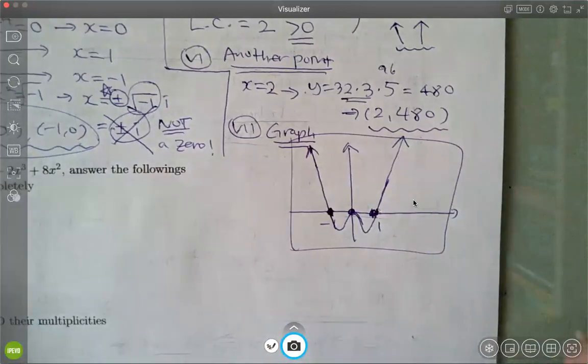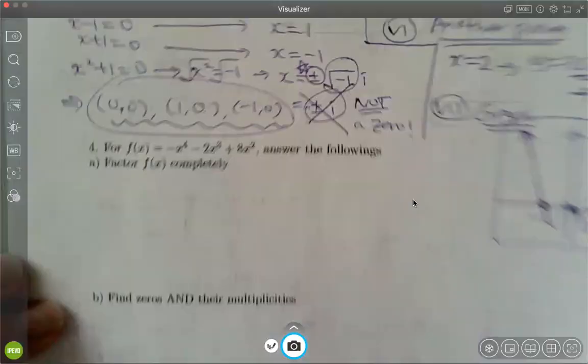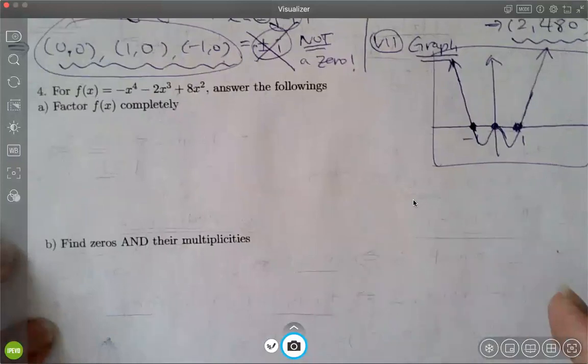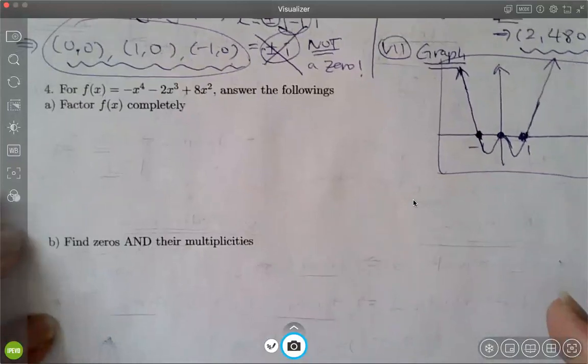Now, the last problem of the section is this. -x to the 4th minus 2x cubed plus 8x squared is our f of x. Answer the following. Part A, factor f of x completely. So what does that mean? We first have to take out the GCF, right? Now what is the GCF here? There is x squared in common.